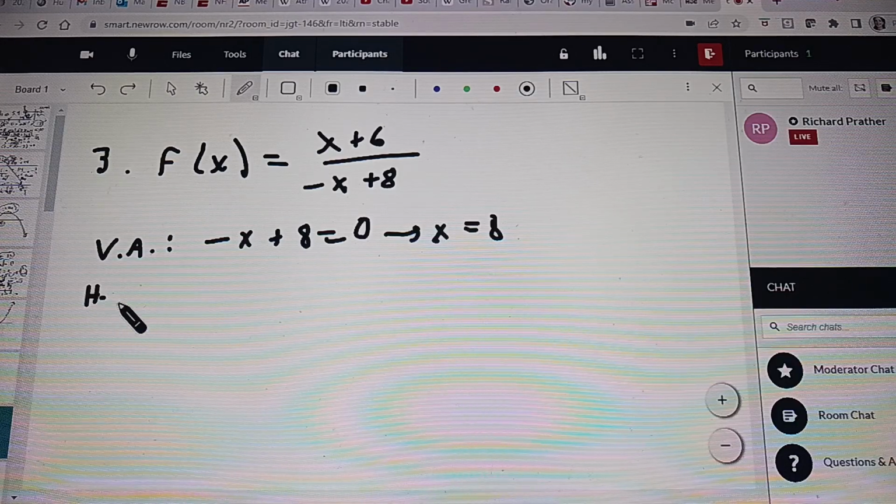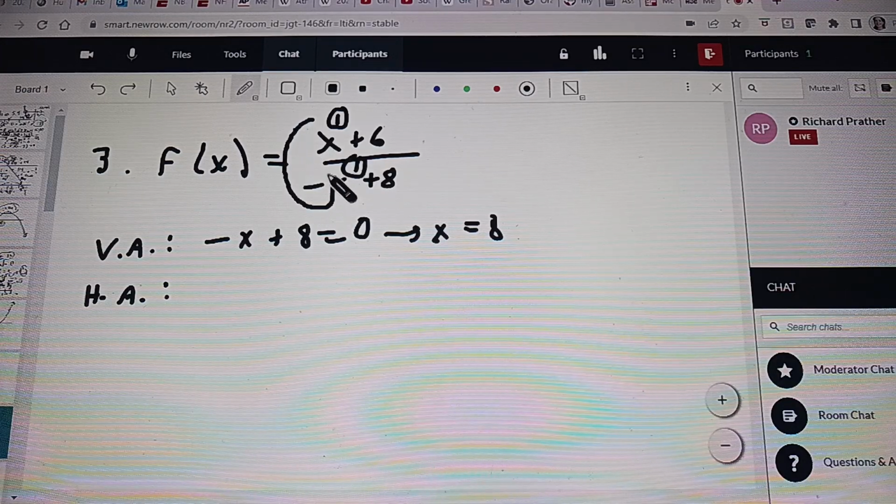Horizontal asymptote, you have to look at the degree of the numerator and denominator. Both of these have a degree of 1. When they have equal degrees, then the horizontal asymptote is y equals the two leading coefficients divided by each other. So that would be y equals -1.